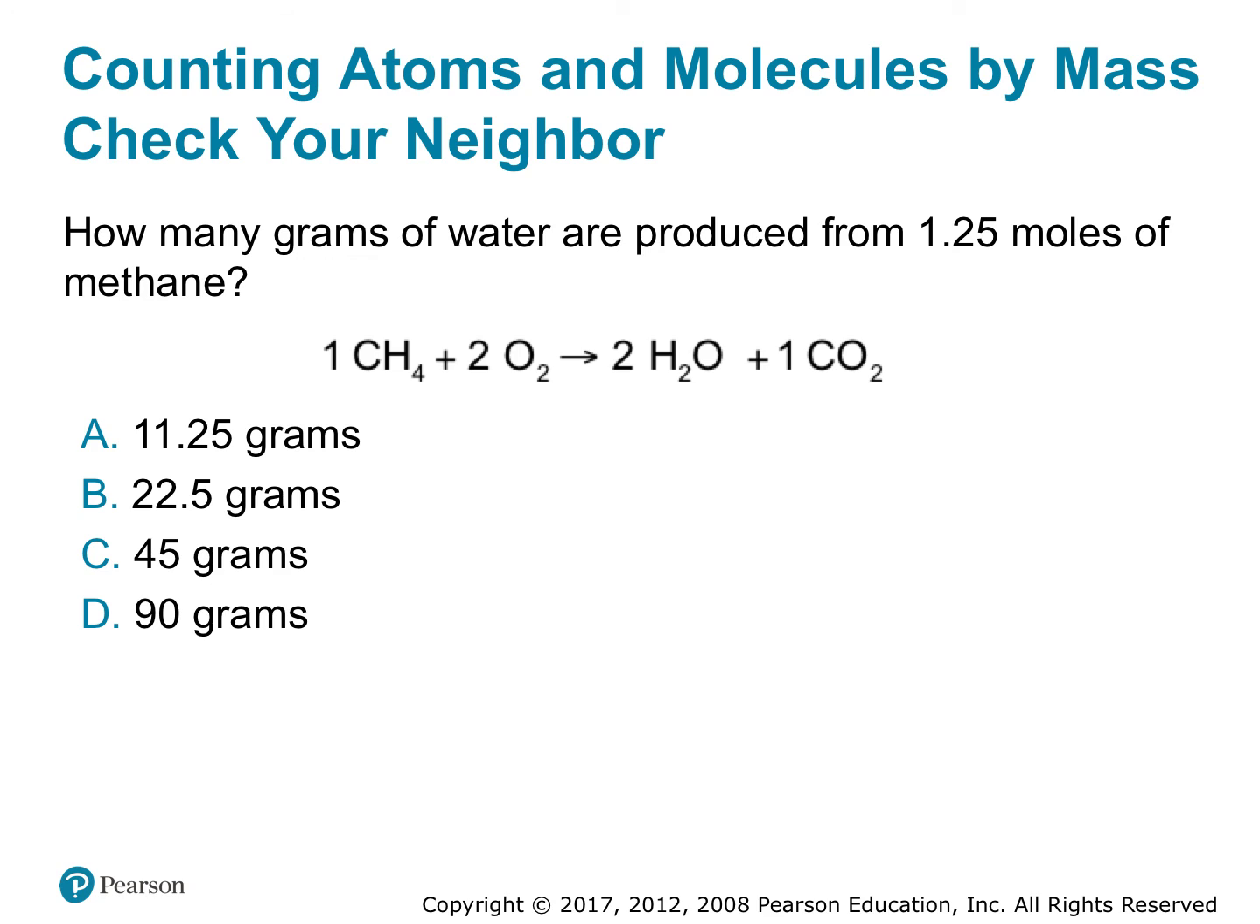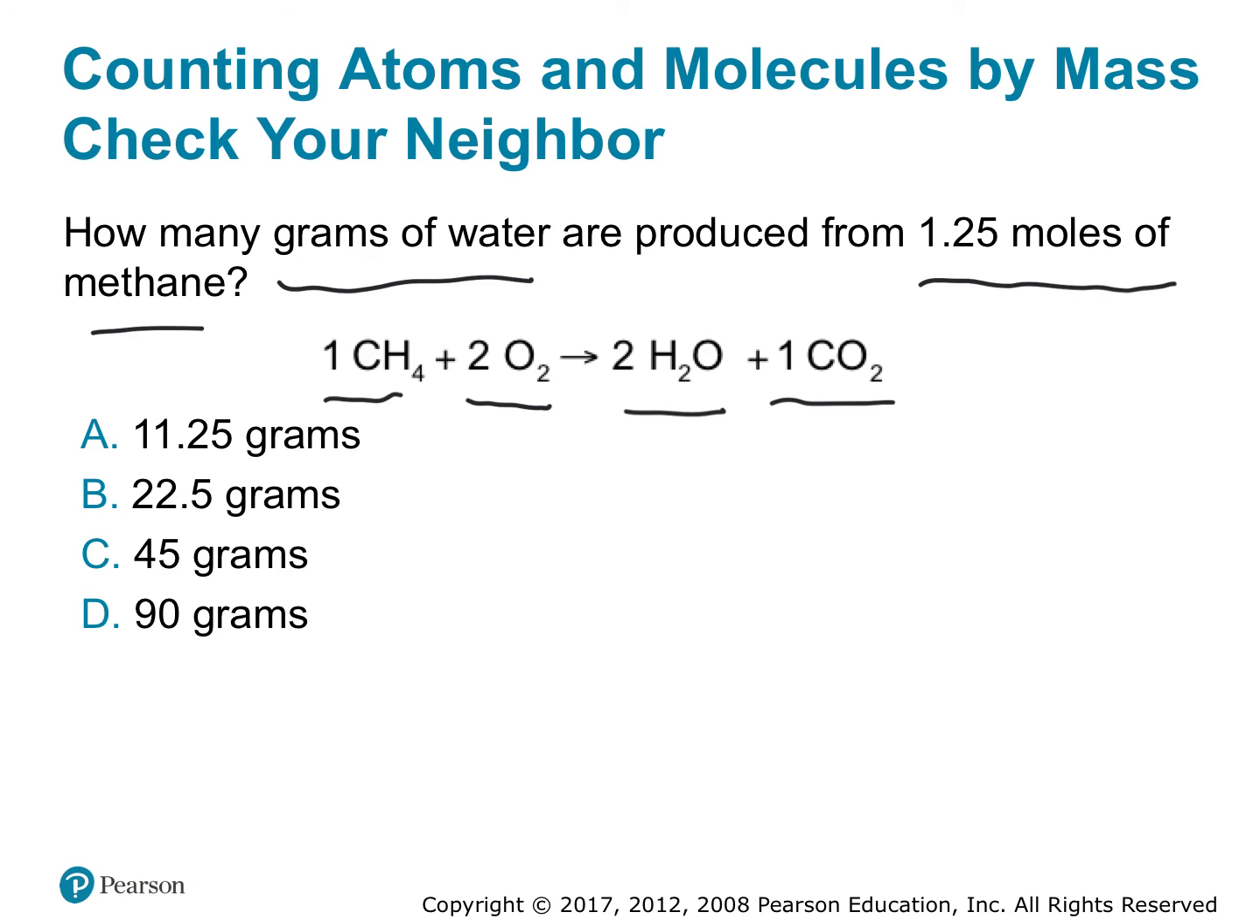How many grams of water are produced from 1.25 moles of methane? Given that the chemical reaction is that 1 mole of methane plus 2 moles of oxygen gives 2 moles of water plus 1 mole of carbon dioxide. So this is actually a pretty tricky problem.